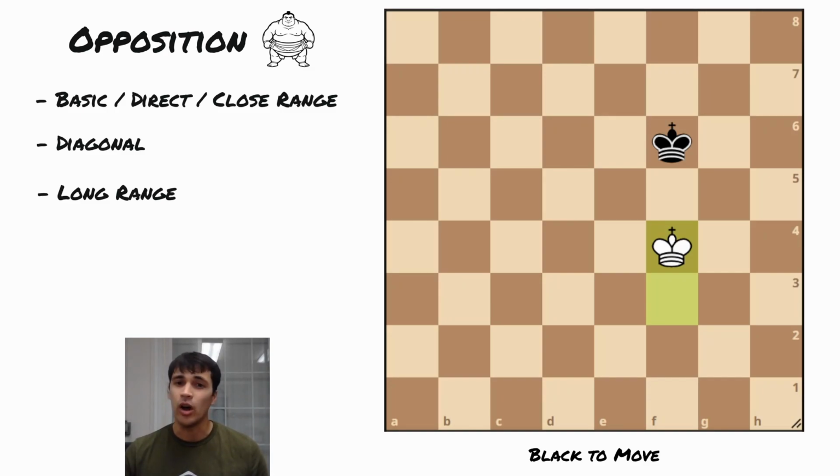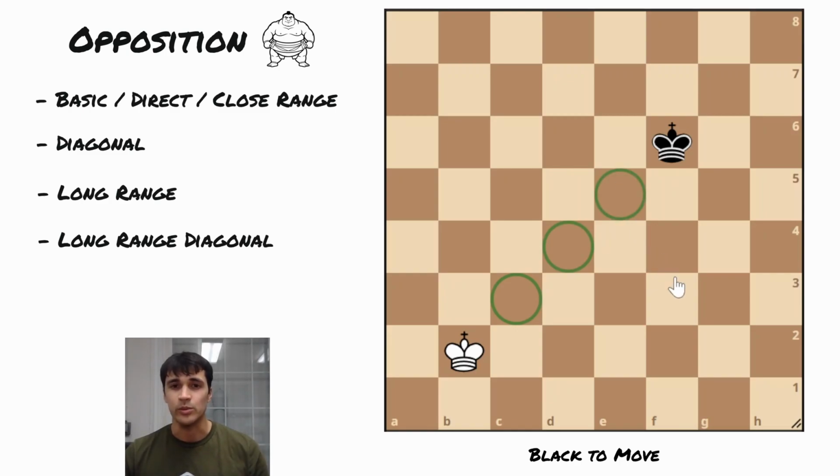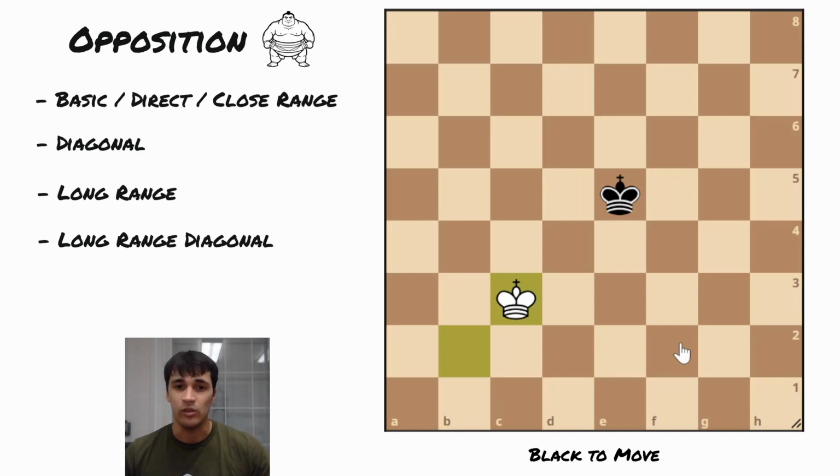Similarly, there's long range diagonal opposition. So here we have the kings on the same diagonal, and there's an odd number of squares between the 2 kings. So there are 3 squares between the 2 kings. This is a little bit trickier to tell because the kings are already on the same color square, so you have to count the number of squares in between them to be able to tell whether or not you have opposition. So this position is black to move, therefore white has the opposition. And if they move in closer, we see that white has close range diagonal opposition. So this is the same.